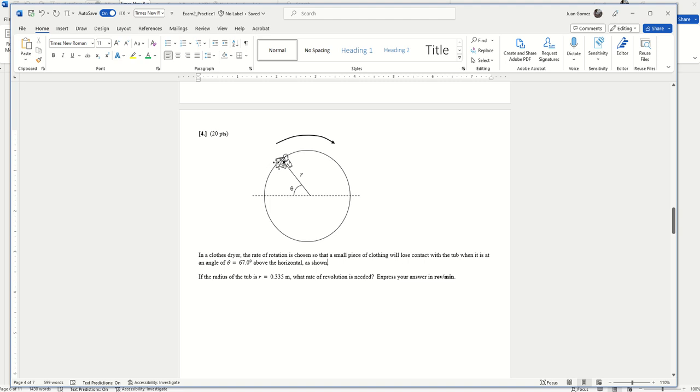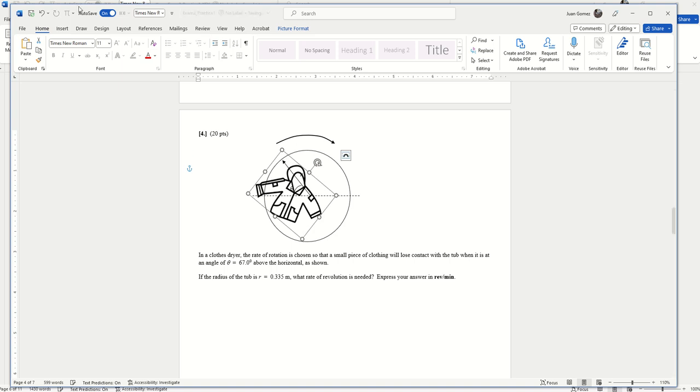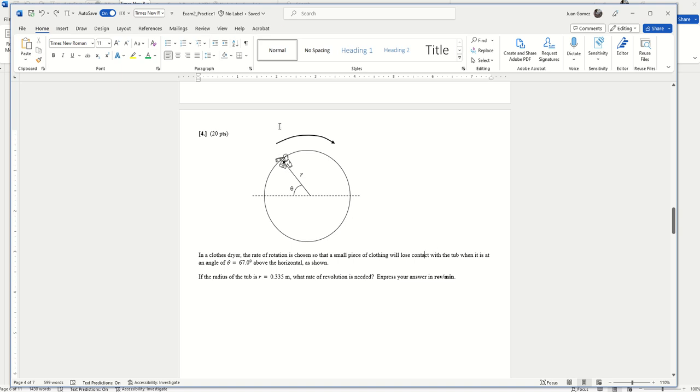So this is the wall of a dryer. What happens is as it's rotating, every time the clothes hit that angle there, they fall to the bottom of the dryer. They lose contact with the tub. Okay, so if the radius r of this tub is 0.335 meters, what rate of revolution is needed? How fast is the dryer tub rotating, in revolutions per minute?